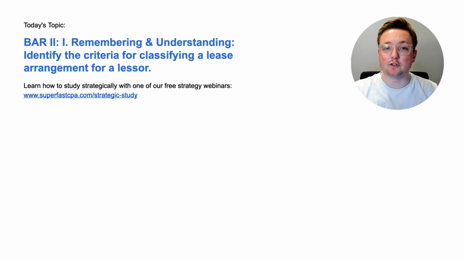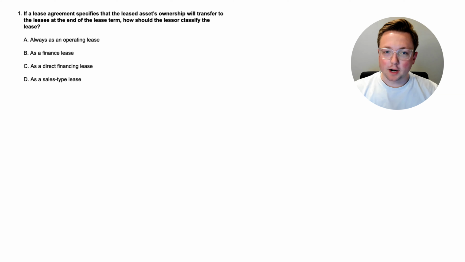Now with all that said, let's dive straight into the questions. All right, here we are at question 1. And as I said, we're just going to be going over some criteria in this video. We're not really doing anything too crazy. We're learning about how to classify a lease specifically for lessors, because what you've probably seen in FAR was more focused on lessee, or at least a little bit more. So now we're going to be focusing more on lessors. So let's go through this.